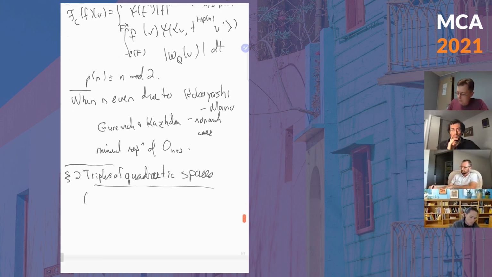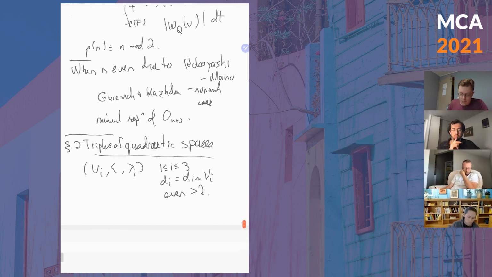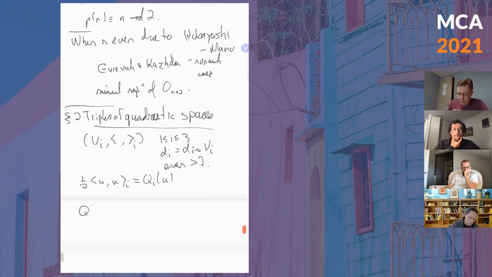Okay, so I give myself now three quadratic spaces, and let d_i be the dimensions of the V_i, which I want to be even and bigger than 2. I'll write down the quadratic forms as q_i and let q be the following.